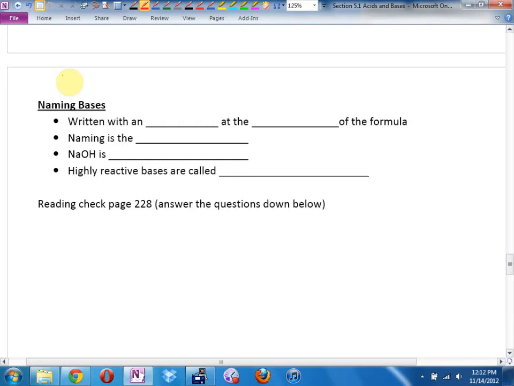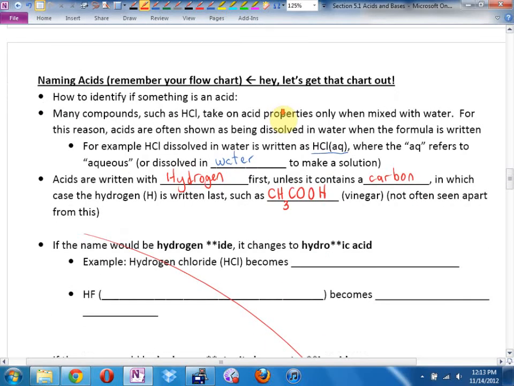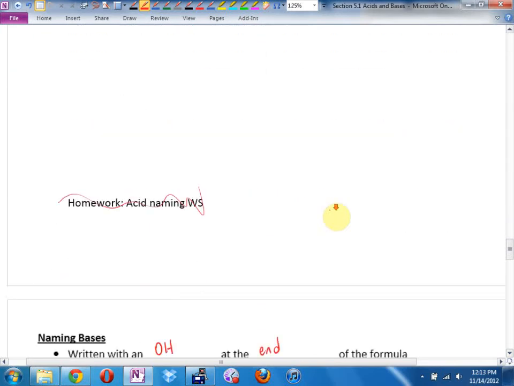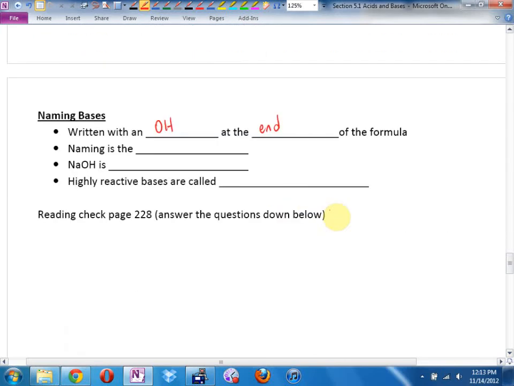Well, a base is written almost always with an OH at the end. I can't say always because the problem is vinegar, which on your pink sheet is written as HCH3COO, is sometimes written as CH3COOH with an OH on the end, which is why I said some of these rules are kind of dumb. But aside from that one, you can be fairly sure that if it ends in an OH, it's a base.